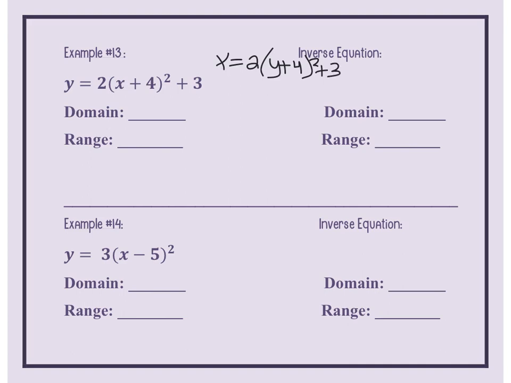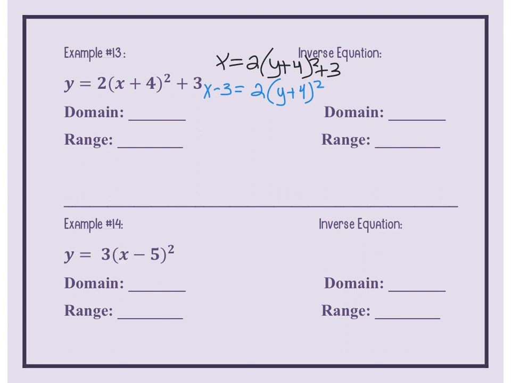A lot of things going on here, and we look at this and ask, what can we do first? Remember that we leave that parentheses alone, okay? We don't do anything with that yet, and if it's touching the parentheses, we don't do it yet. So the first step is to subtract 3 from both sides. So x minus 3 equals 2 times (y plus 4) squared.